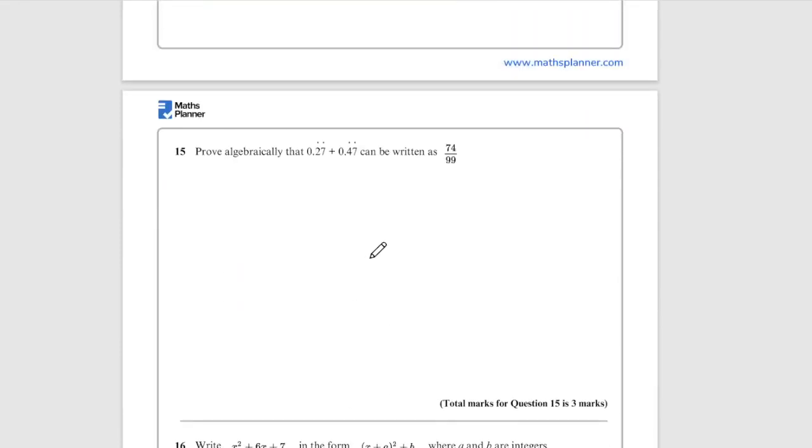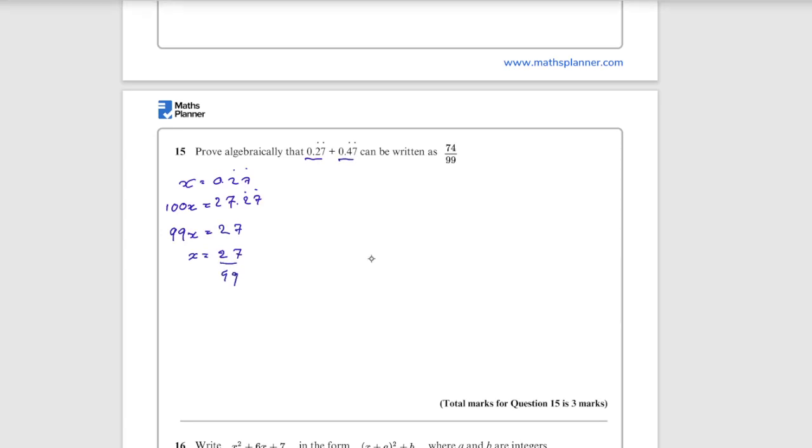Okay, question 15. Prove algebraically that 0.2 reoccurring 7 reoccurring is equal to 0.4 reoccurring 7 reoccurring. I'm going to do this separately, so I'm going to look at both numbers. I'm going to say x is going to be equal to 0.27 reoccurring, 2 reoccurring, 7 reoccurring. So 100x, I'm times it by 100, so I have a repeating decimal pattern, 27.27 reoccurring. So 99x is going to be equal to 1 subtract the other, so that's just going to be 27. So x is going to be equal to 27 over 99.